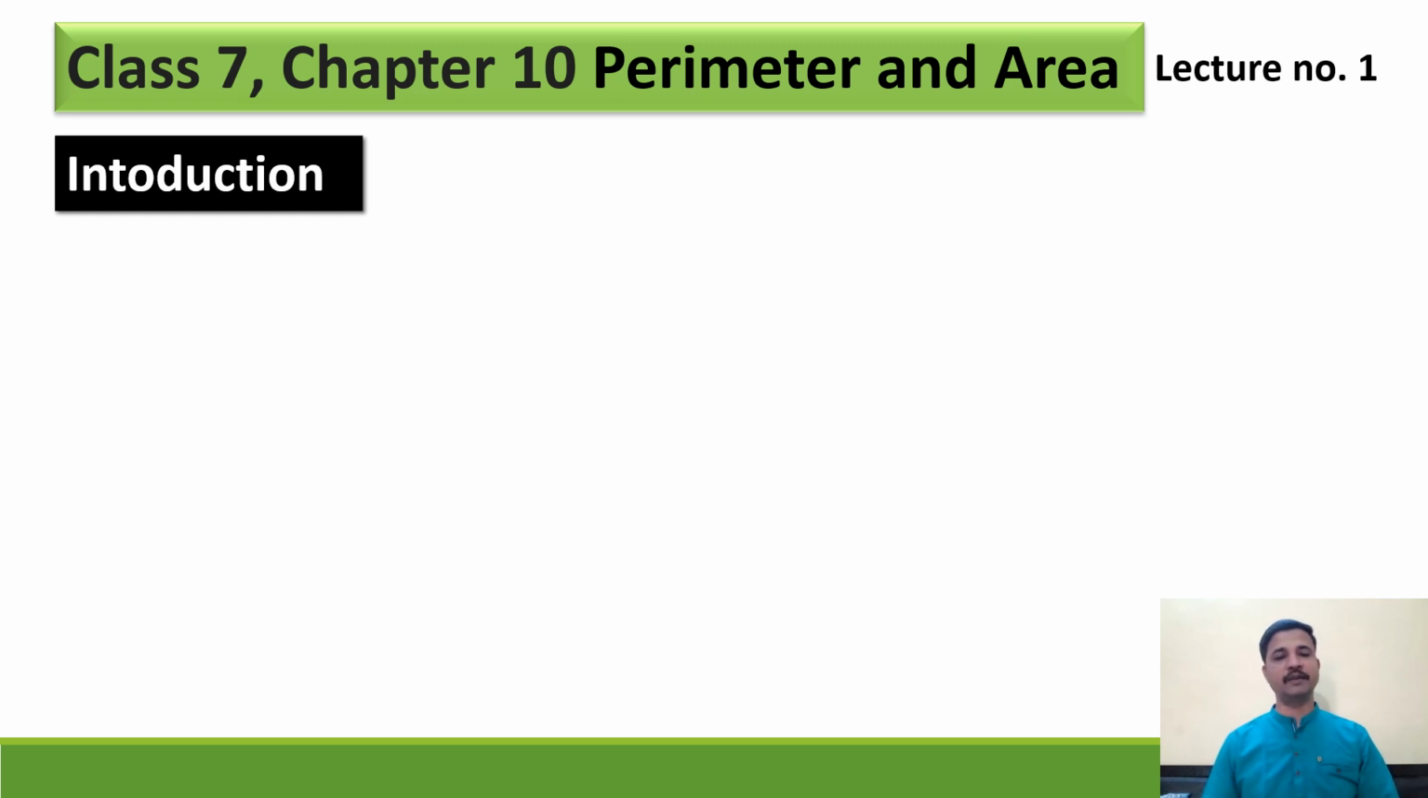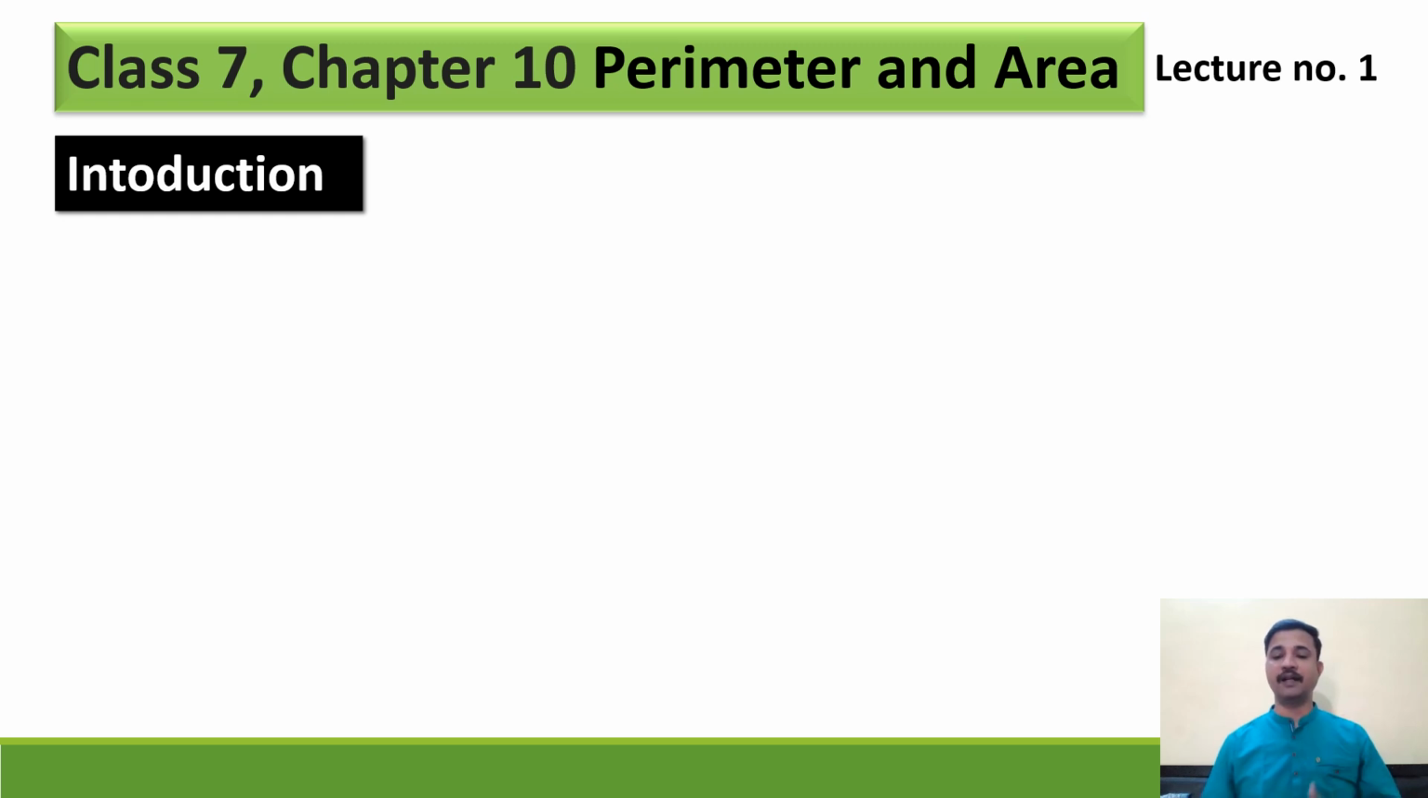Today's topic is class 7 chapter number 10, perimeter and area. This is lecture number 1. हमने क्लास 5 में भी perimeter and area पढ़ा था. जिन्होंने भी पढ़ा नहीं है उनके लिए ये इंट्रोडक्शन लेक्चर है. ठीक है, तो लास्ट तक बने रहिए. आपको पेरीमीटर एंड एरिया क्या है समझ में आ जाएगा. ठीक है, सो पहले पढ़ेंगे पेरीमीटर.